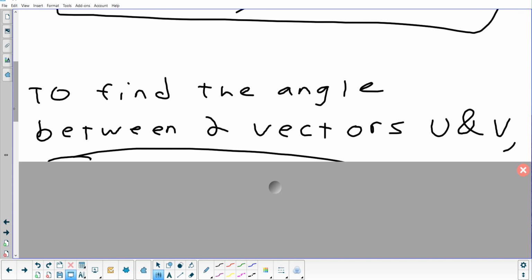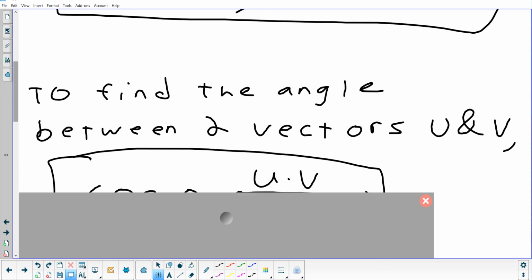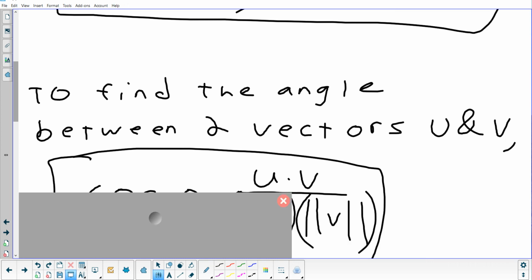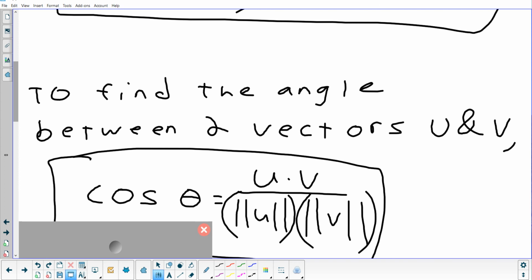So if you want to find the angle between two vectors, you have to figure out three things. First thing you have to figure out, and this is going to go in the numerator, is the dot product. The other two things you have to figure out are the magnitudes of each vector. The magnitude of u, the magnitude of v, those go in the denominator and are multiplied together. And that's not equal to the angle. It's equal to the cosine of the angle.